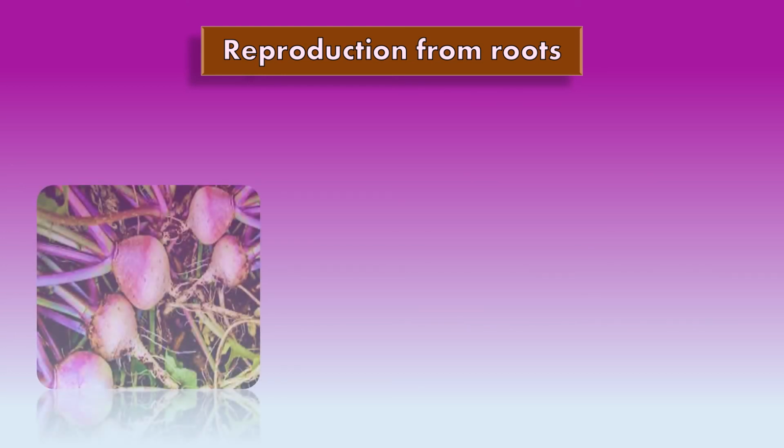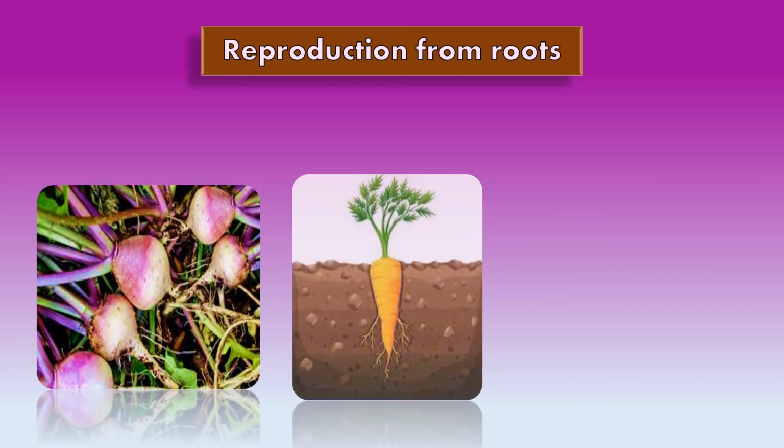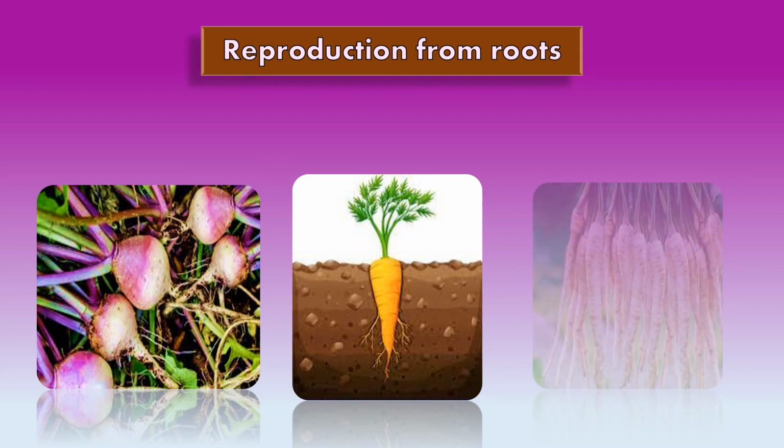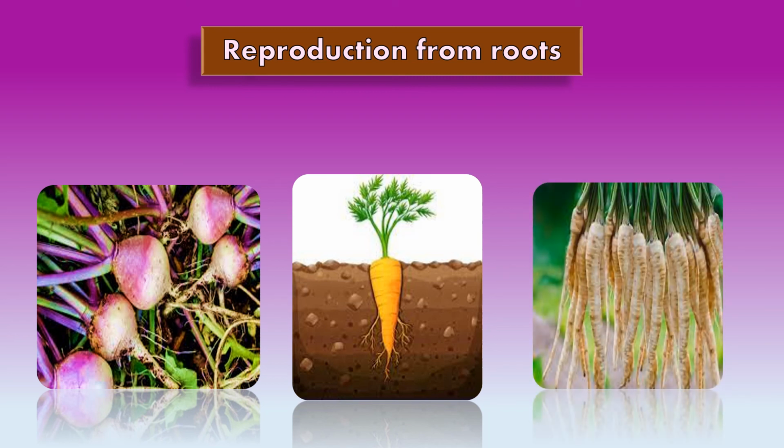Yes. So what are these? These are roots. Turnip, shalgam, carrot, gajar, radish, that is mooli. These are roots, and we can plant them in soil to get a new plant of the same kind. Is it clear, children? So this is what reproduction from roots is.